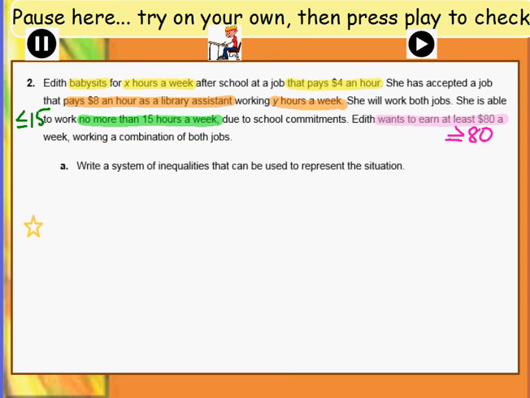At this point in the video, I'd like you to pause the video, go back to problem 2, try it on your own and then press play to check. Feel free to press play and preview some of the answers if you get stuck. But please make sure that you can create the system of inequalities by identifying 2 variables and then use those inequalities to graph. So pause the video now and give it a try.